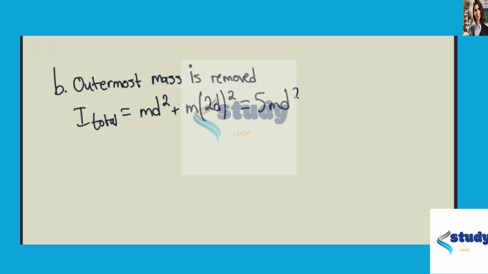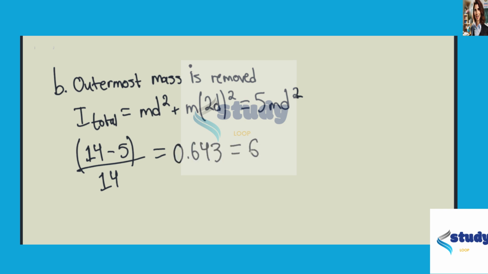So here the percentage difference would be 14 minus 5 over, again, 14. And this is equaling 0.643, or 64.3%. This would be our answer for part B. And again, this would be the percentage difference.